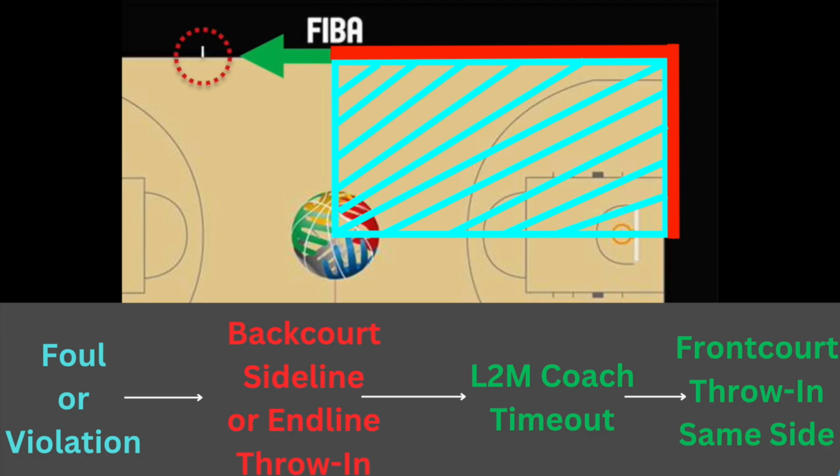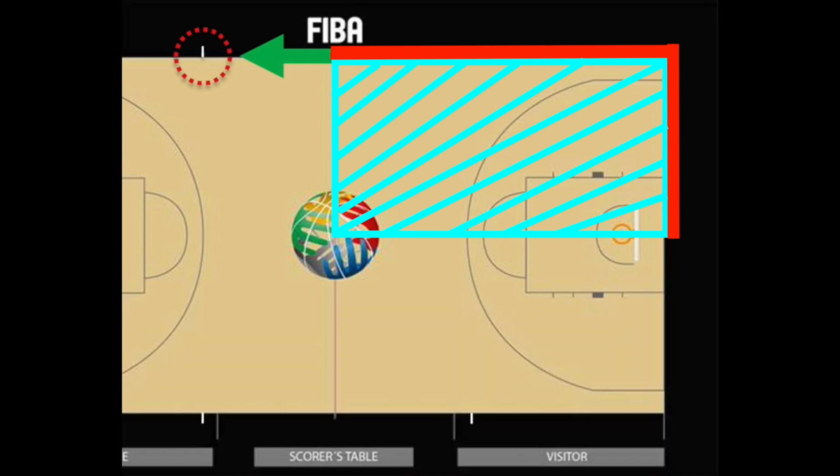If we have a foul or a violation on this side of the court, which is labeled by the blue box, then we know a throw-in is going to occur on the end line closest to where that happened, or the sideline. End line provided that's not behind the backboard. So in a case like that, when there's a last 2 minute coach timeout and they want to advance it, the throw-in will occur on the same side of the court as the backcourt end line or sideline throw-in if they did not advance the ball.